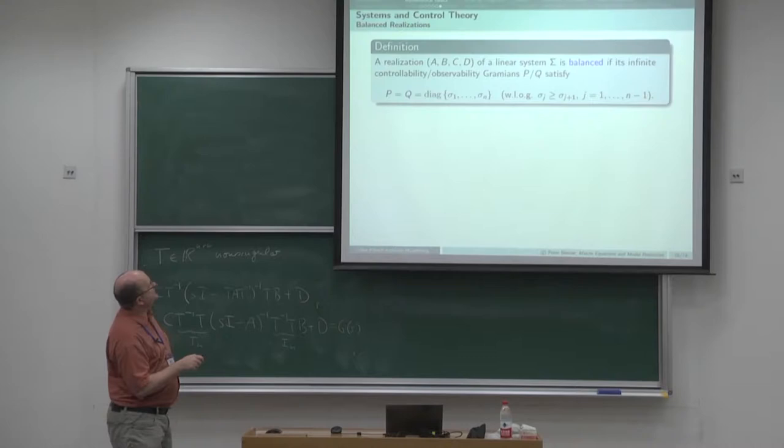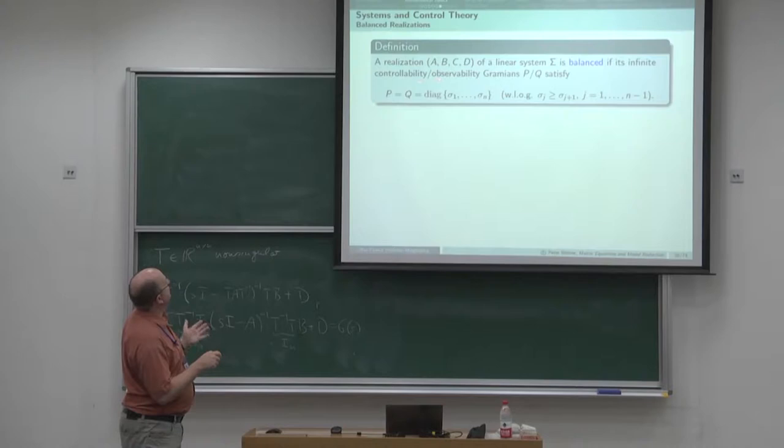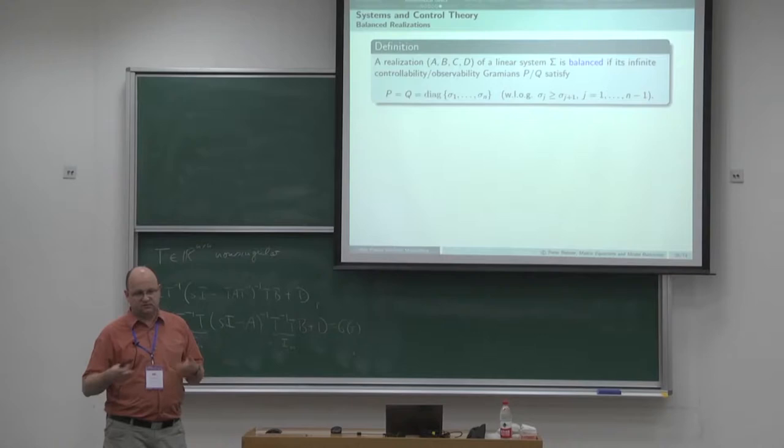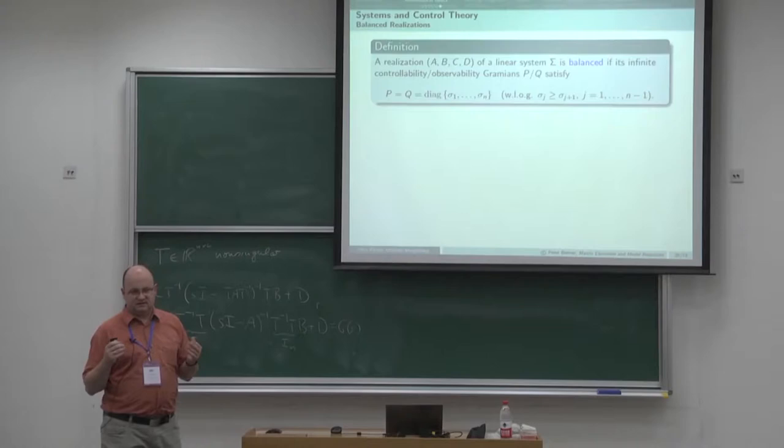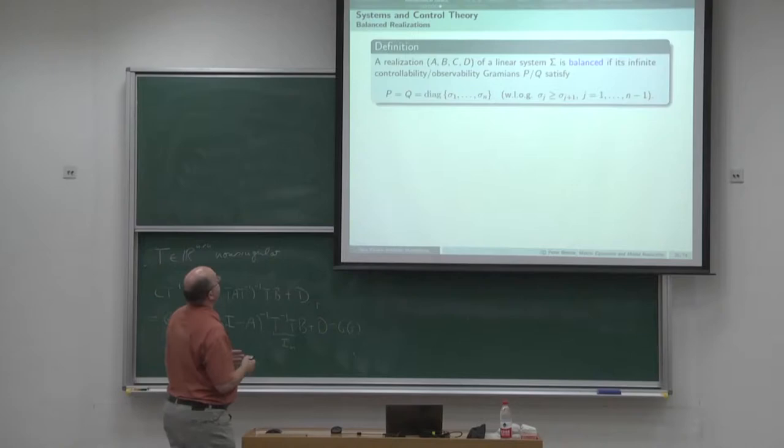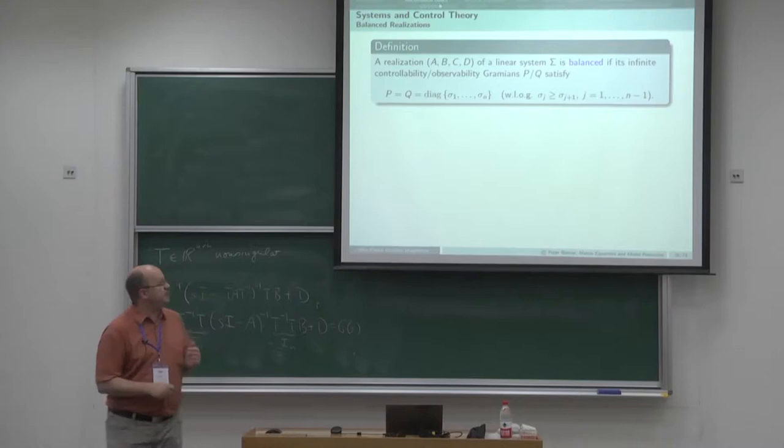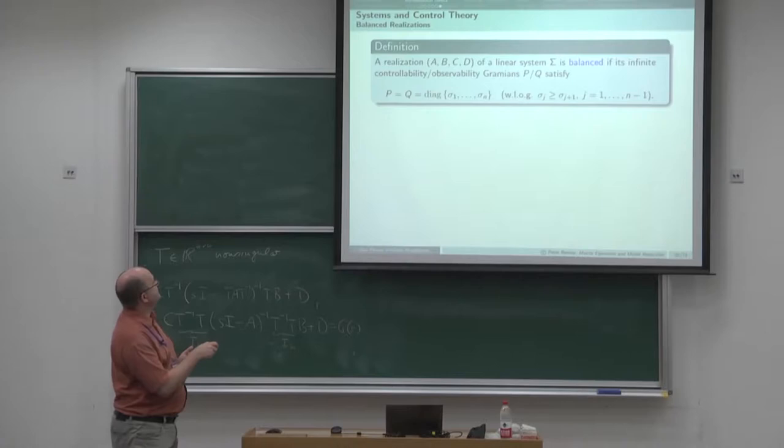Recall that for a stable system, in which case this only makes sense to consider, so far at least for us, P and Q were positive semi-definite, just by definition. In case of controllability, P was positive definite, and in case of observability, Q was positive definite. So in case it's a minimal system, all these numbers are positive real numbers.